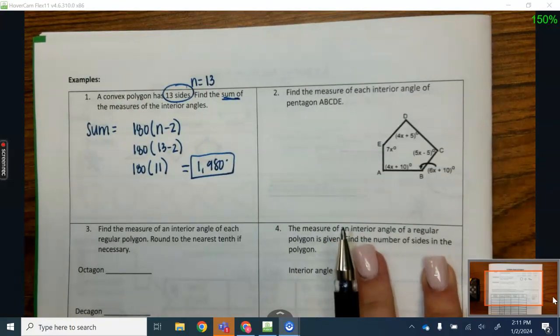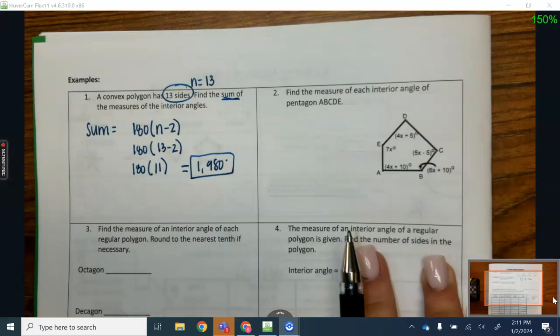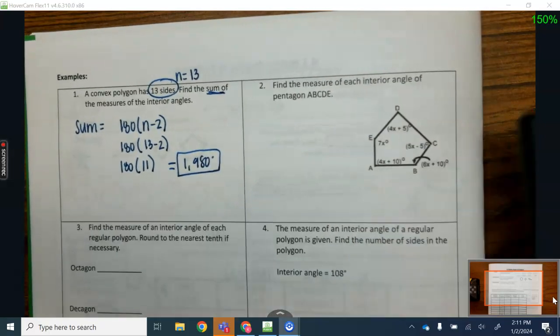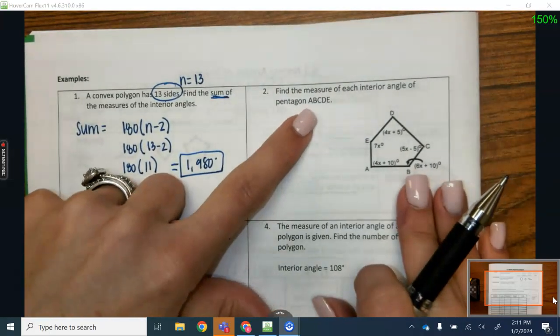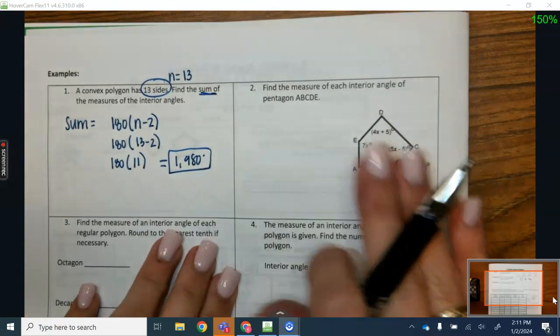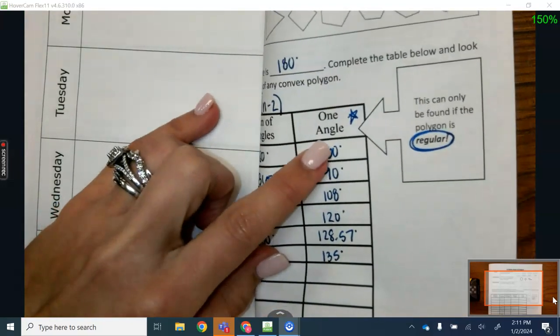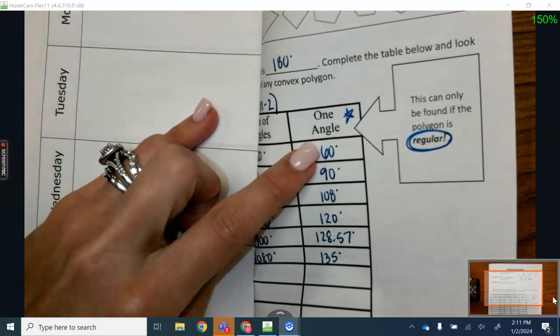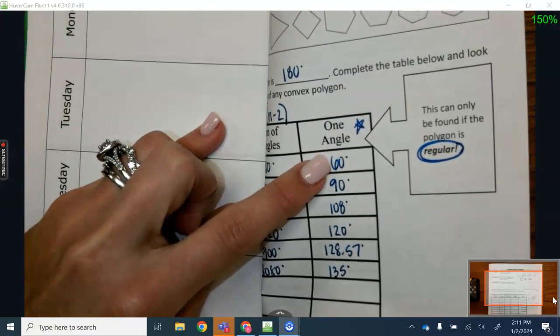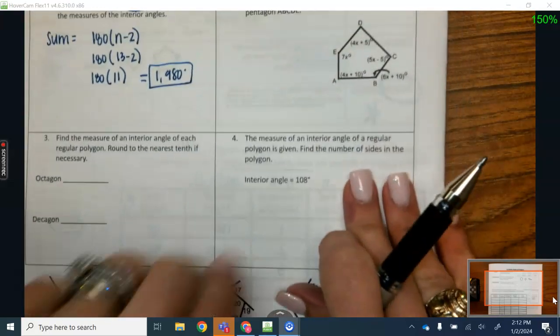Okay, when I have a question like number 2, we'll do number 2 and then we'll move on to part two of this video. Find the measure of each interior angle of pentagon ABCDE. So don't get this confused with what we did in this table right here with one angle, okay? And we will always clarify on your question if it's regular or not.